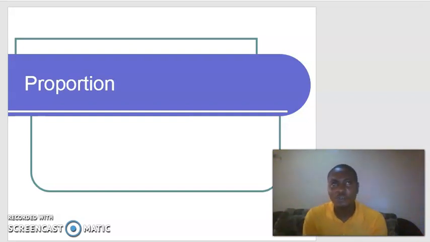Now, why are those measurements important? And how do we convert them? How do we convert from centiliter to milliliter? And how do we convert from milliliter to centiliter, or from centiliter to liter, or from milliliter to liter? We use what we are going to learn about today, that is called proportion.